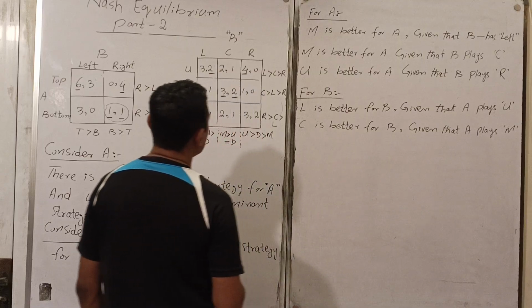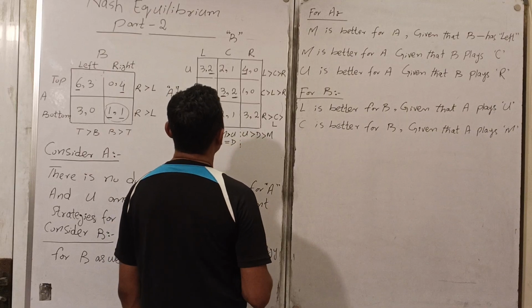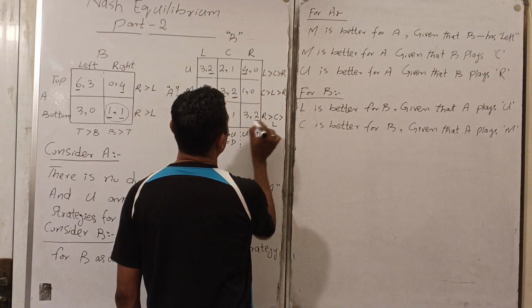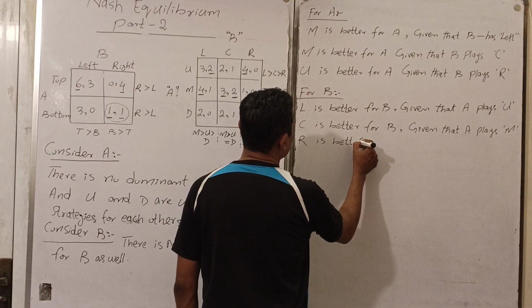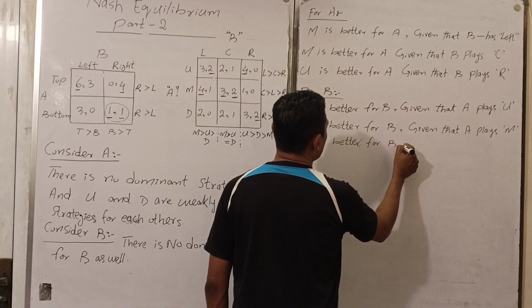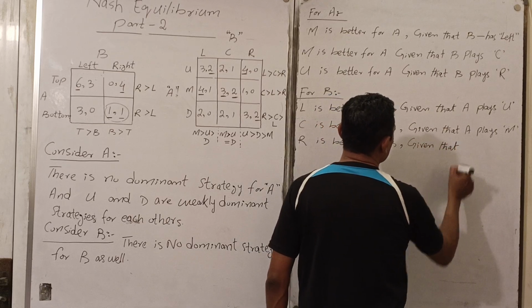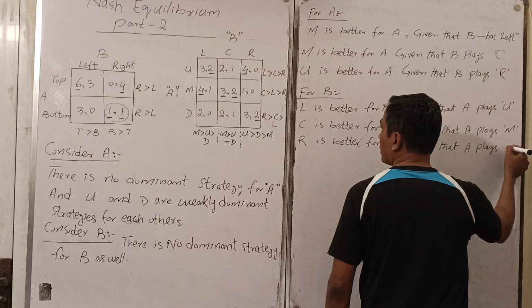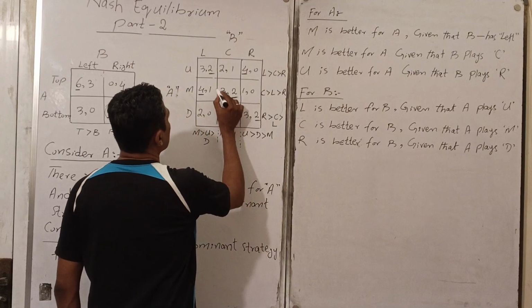So the last one, which option is here? R is better than this one. So R is better for B given that A plays D.